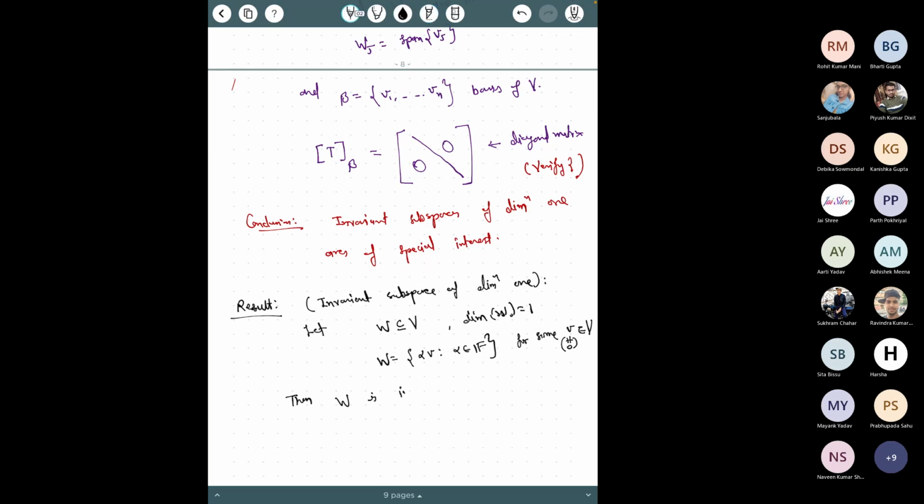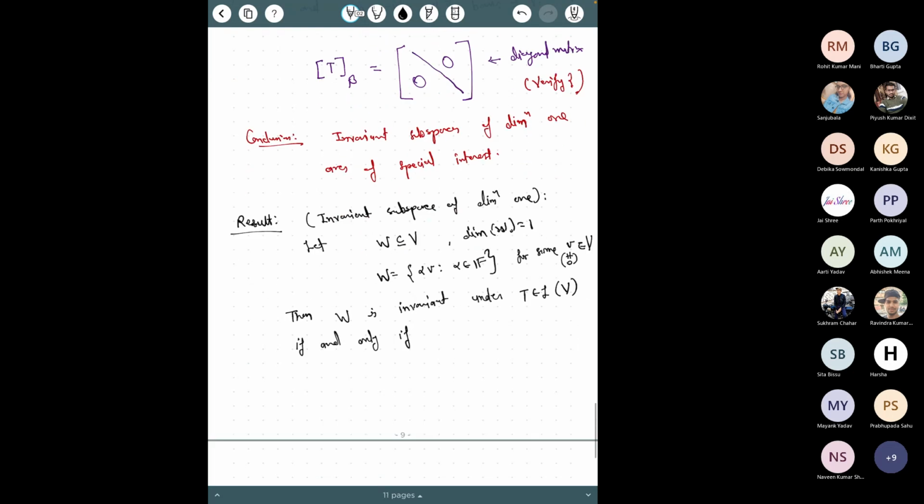Then this W is invariant under the linear transformation T, an operator T on V, if and only if T of V is equal to lambda times V for some lambda in F, where F is the underlying field. So what this result says is that if you fix a T and ask whether W is invariant, it is invariant under T if T of V is equal to lambda times V for some lambda in the field F.